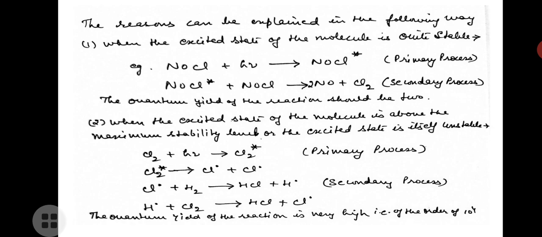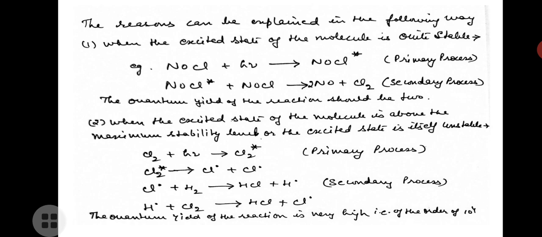Now let us study another reason. When the excited state of the molecule is above the maximum stability level or the excited state is itself unstable, the excited molecule itself dissociates into fragments, which set up a chain reaction. On account of this chain reaction, a large number of reactant molecules take part in the reaction without absorption of extra photons. This leads to a very high quantum yield of the reaction.